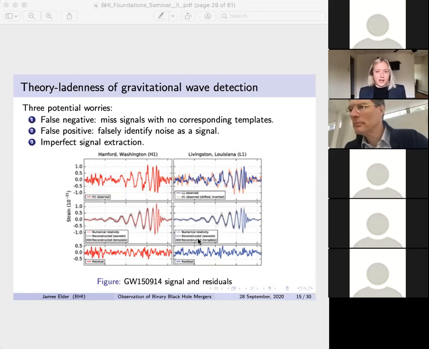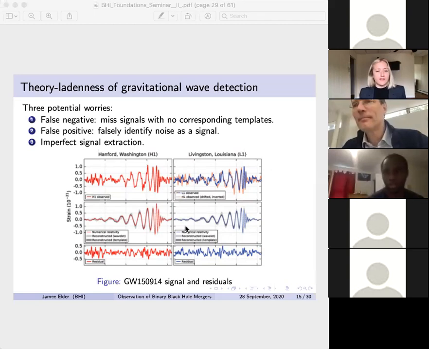But I'm at least not sure how worried we should be, given that there are in fact these sort of more agnostic unmodeled searches.